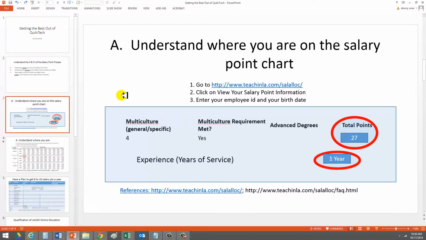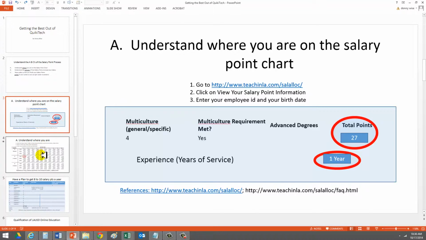Okay, so how do you find out where you are on the salary point chart? Go to this particular URL, that's point 1. Click on View Your Salary Point Information, and then enter your employee ID and birth date. That's point 3 there. And then you'll see a lot of information, but you're looking for two numbers. You're looking for your salary point number, and you'll see in that first circle. In this example, this particular teacher has 27 salary points. And then you're looking for the second number, and that's the number of years of service. And this teacher has 1 year of service.